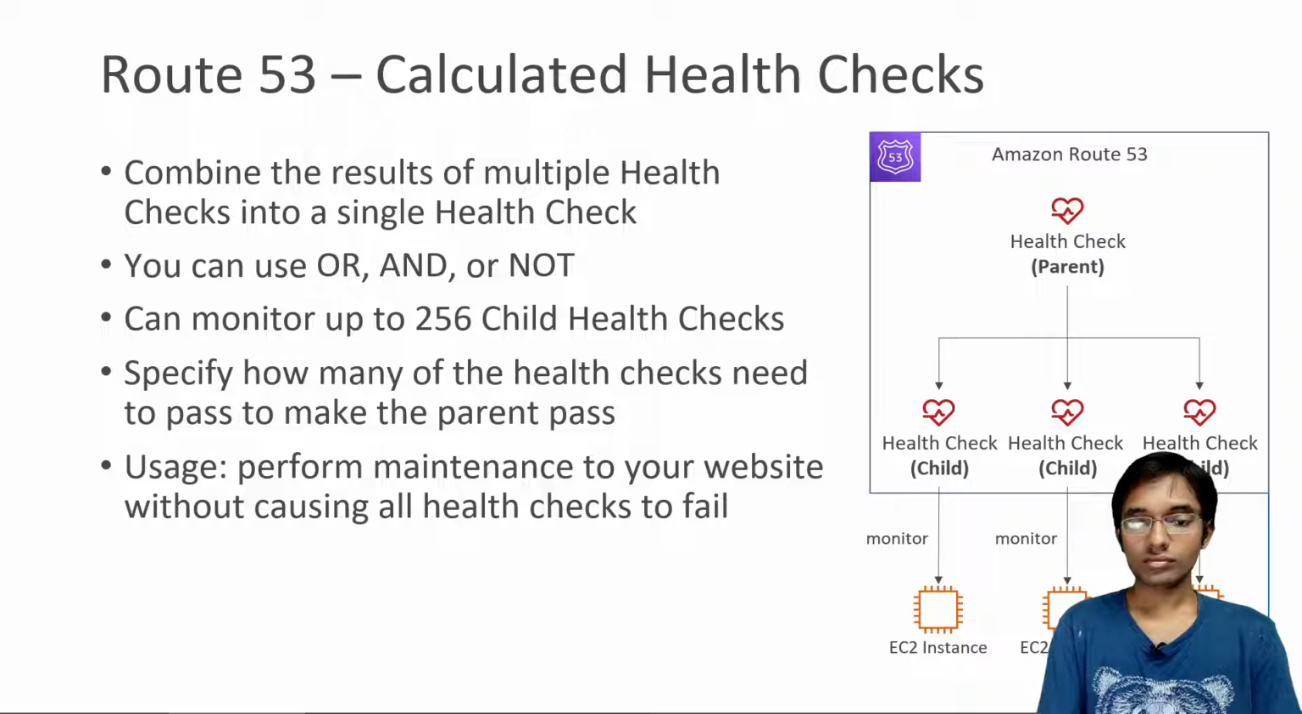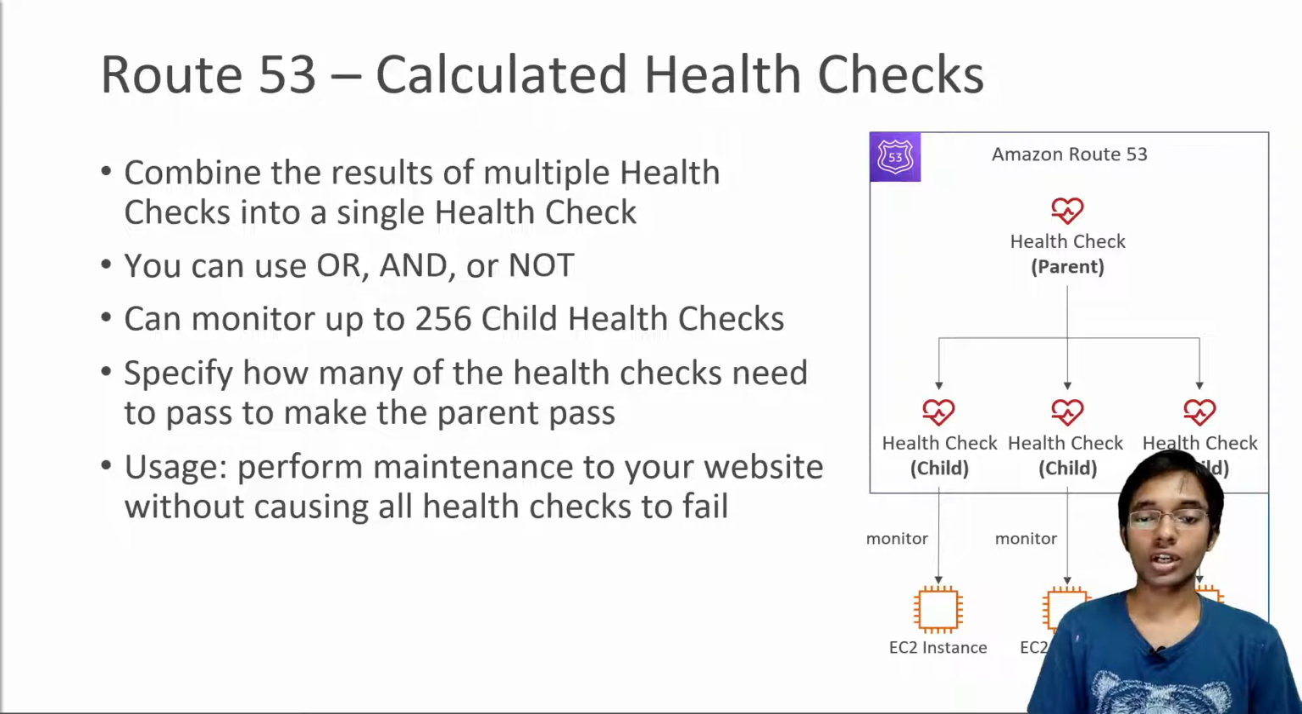As we said earlier, calculated health checks combine health checks into a parent health check. For this, you can use OR, AND, and NOT conditions. You can monitor up to 256 child health checks in one parent health check, and you specify how many of the child health checks need to pass to make the parent health check pass as well. The use case of the calculated health check is to perform maintenance on your website without causing all the health checks to fail. So this was the calculated health checks.